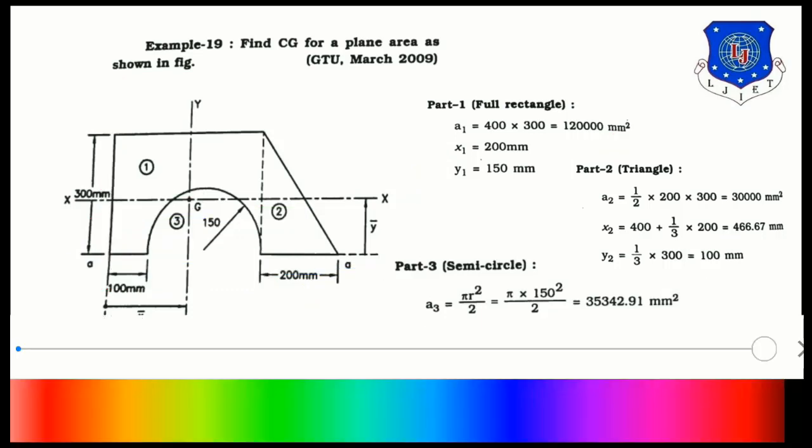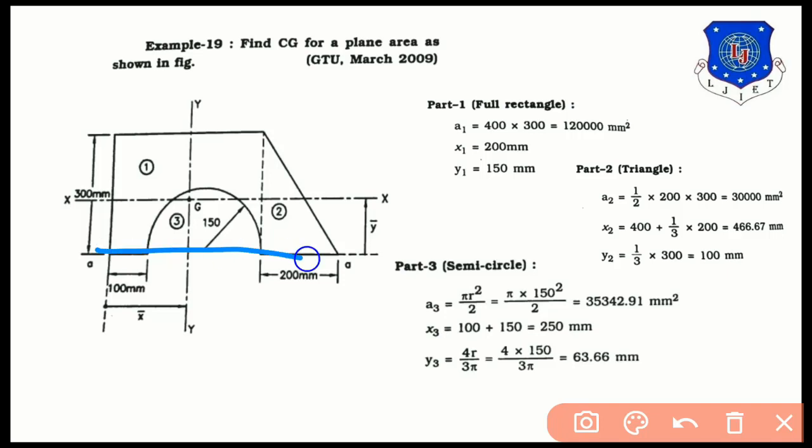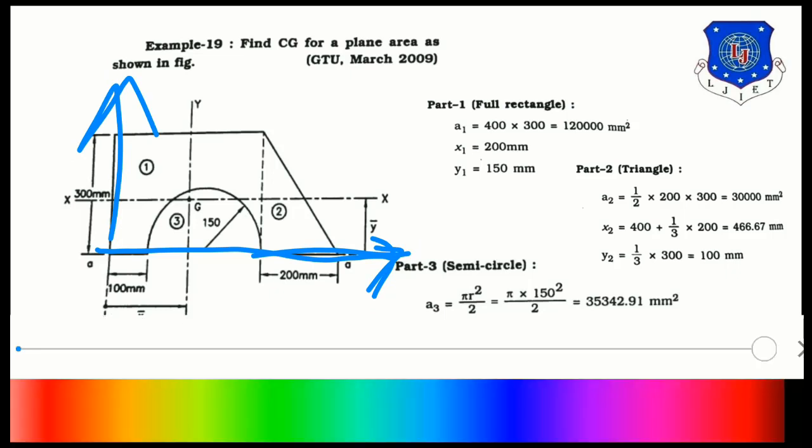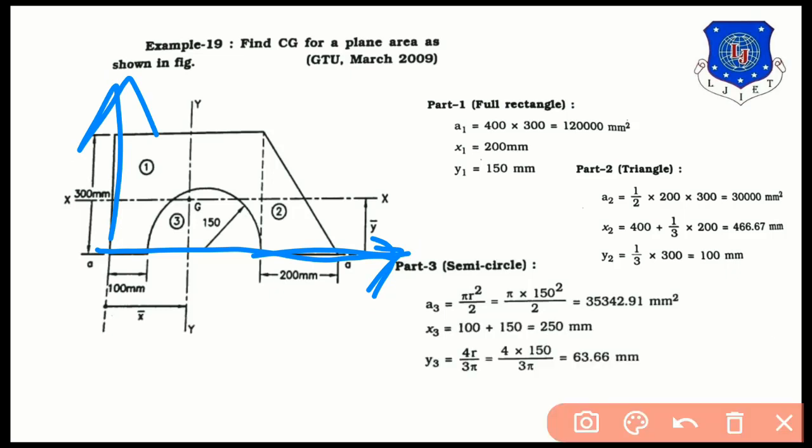Let us see part number 3, the semicircle. Before that, we are drawing the axes again. So this is the x-axis from the bottom of the figure. This is the y-axis from the left side of the figure. Now let us check the semicircle part, in which the area is equal to pi r square by 2, meaning radius 150, so pi into 150 square by 2 will give this answer.